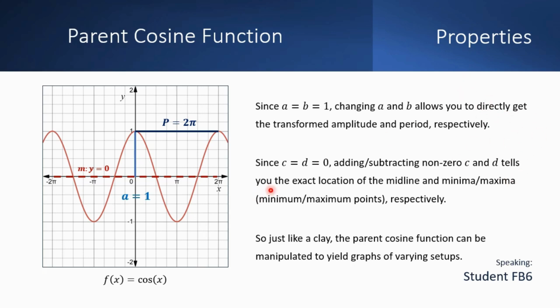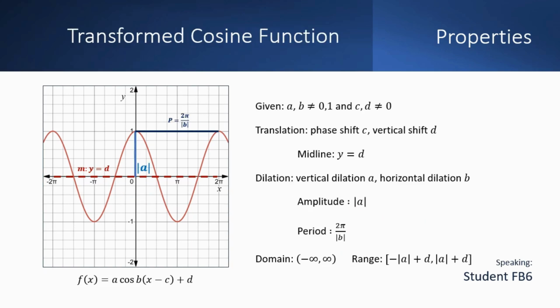On the other hand, since c is equal to d is equal to 0, these variables allow you to locate the midline and the minima and maxima, or the minimum and maximum values of the function. That helps you in graphing cosine functions, as well as its counterpart, the sine function. So here, just like a clay, the parent cosine function can be manipulated to yield graphs of varying shapes. So without any further ado, here are the properties of a transformed cosine function.